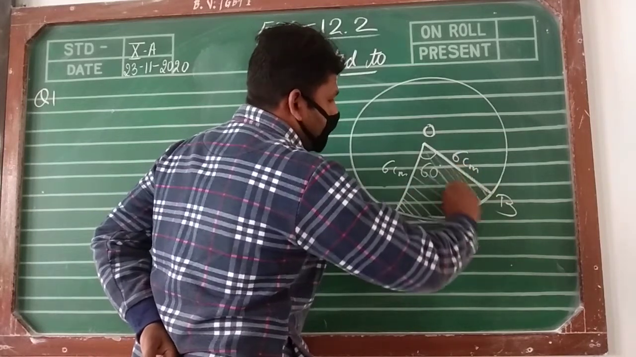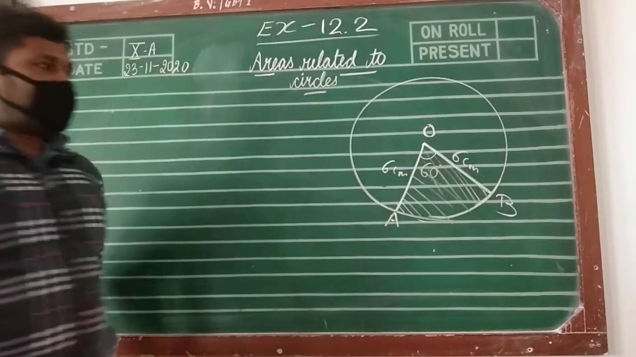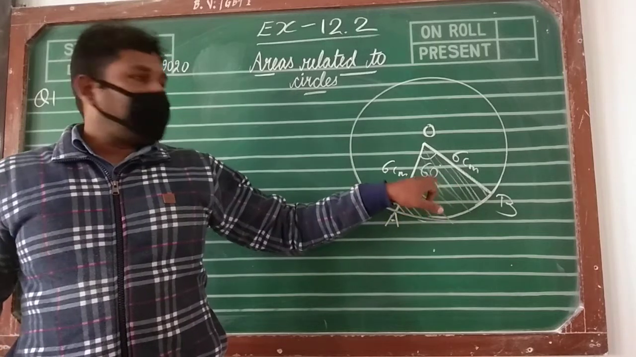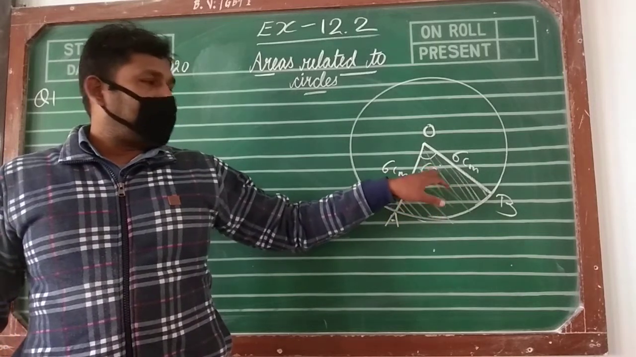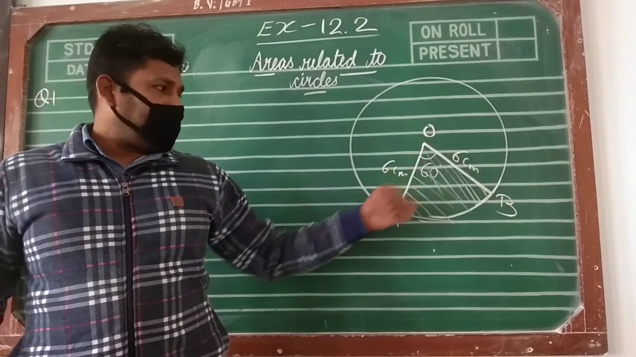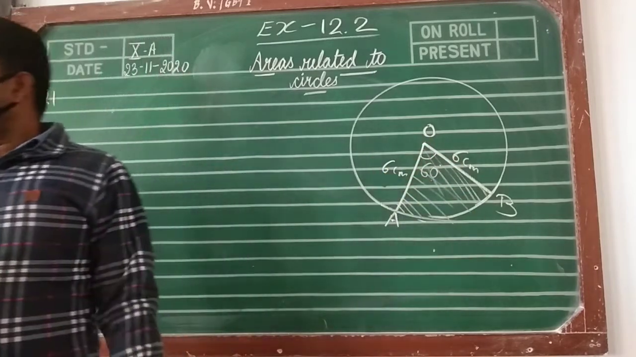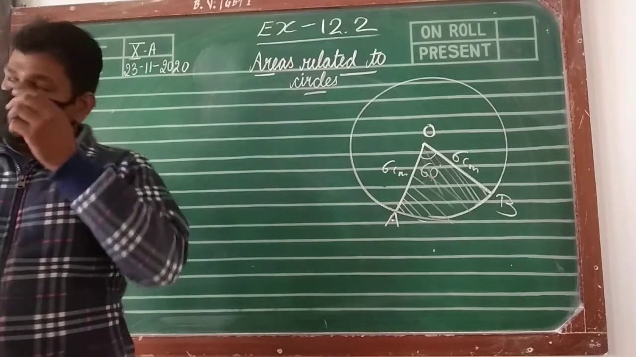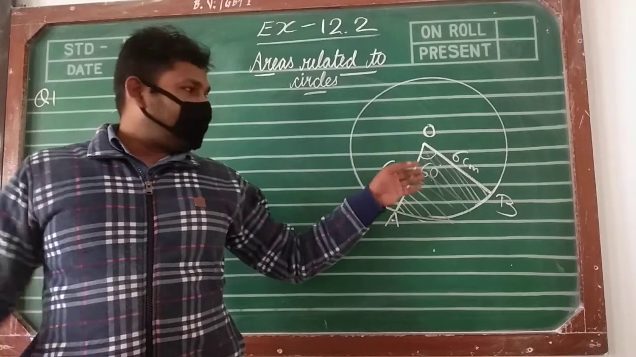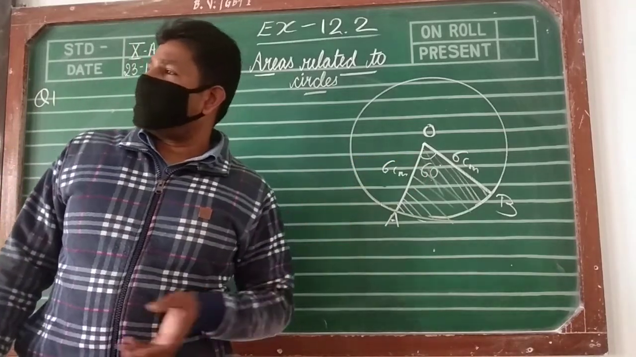What are we considering, is this the minor sector or the major sector for this circle? This one is the minor sector. Who will tell me why we are calling this the minor sector of the circle? Because it is less than the angle of a semicircle.